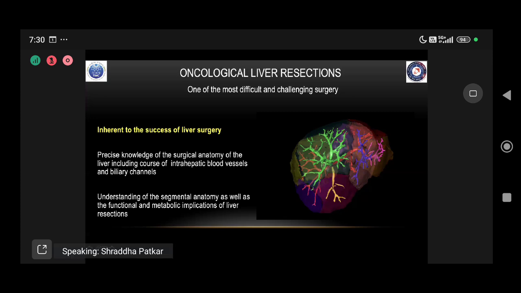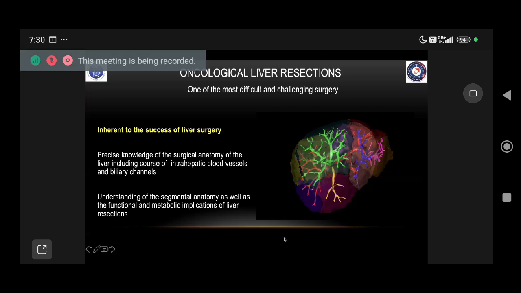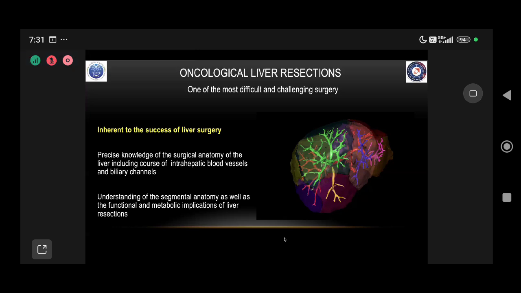Okay, so one of the things for oncological liver resections is that precise knowledge of the surgical anatomy is imperative. This helps us to plan our liver resections, to troubleshoot during liver resection, and also tackle any complications which may arise during and post surgery. So, the liver is a unique organ.